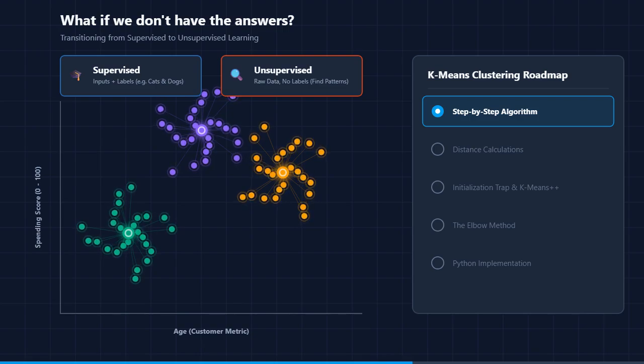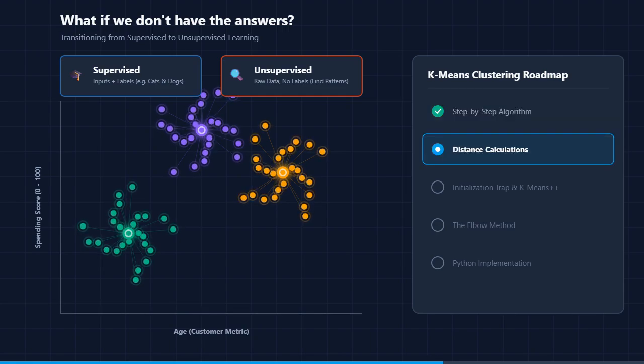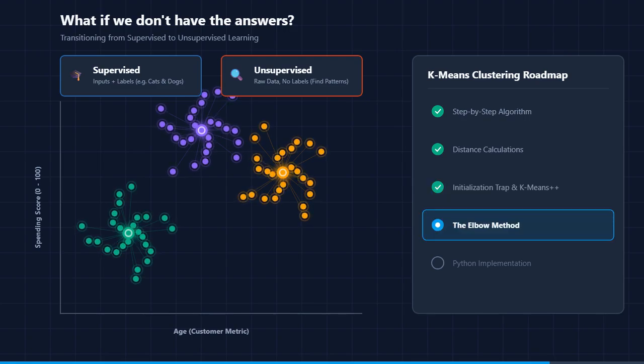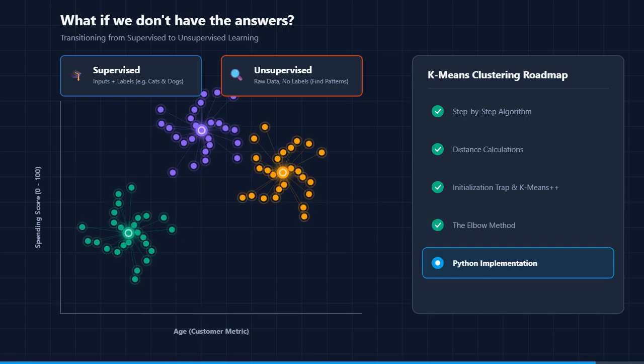Instead of predicting an answer, unsupervised learning explores the raw data and finds hidden patterns, structures, and groupings completely on its own. And the most famous, most widely used algorithm for doing this is called k-means clustering. By the end of this video, you will understand every single detail of k-means, how it works step by step, the mathematical distance calculations, the initialization trap, k-means plus, the elbow method, and how to write the code in Python. Let's dive in.